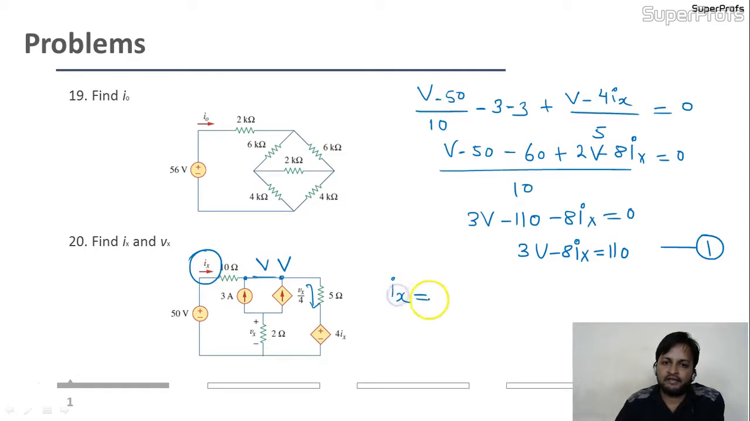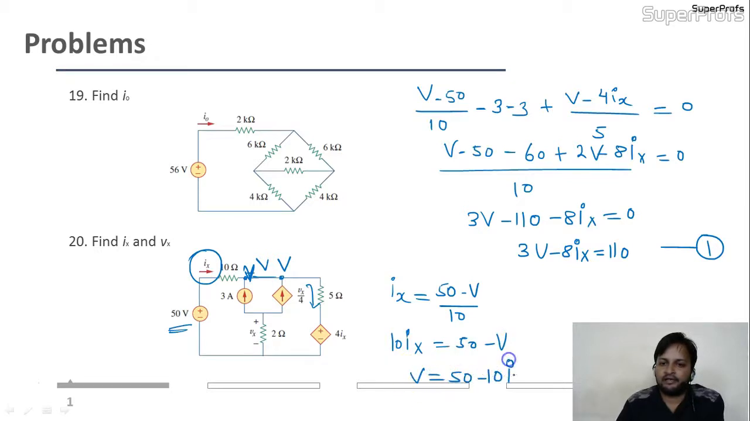So see this Ix. What is the Ix? This (50 minus V) divided by 10, or not? (50 minus V) divided by 10. This is nothing but Ix. Is it okay? So here 10Ix equal to 50 minus V. So V equal to 50 minus 10Ix.